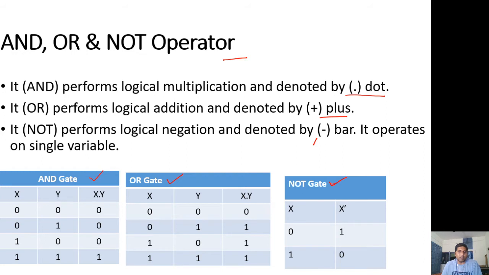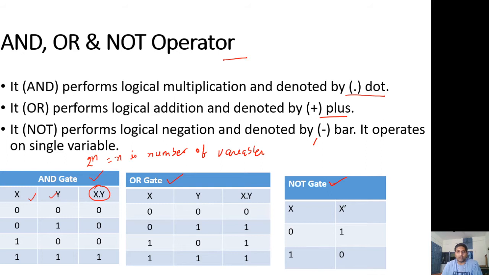In the AND operator we have two inputs x and y, and the output is x dot y. If we have two inputs, the total number of combinations is 4, that is 2 raised to the power n, where n is the number of variables. That means 00, 01, 10, 11, and x dot y gives 0, 0, 0, 1.